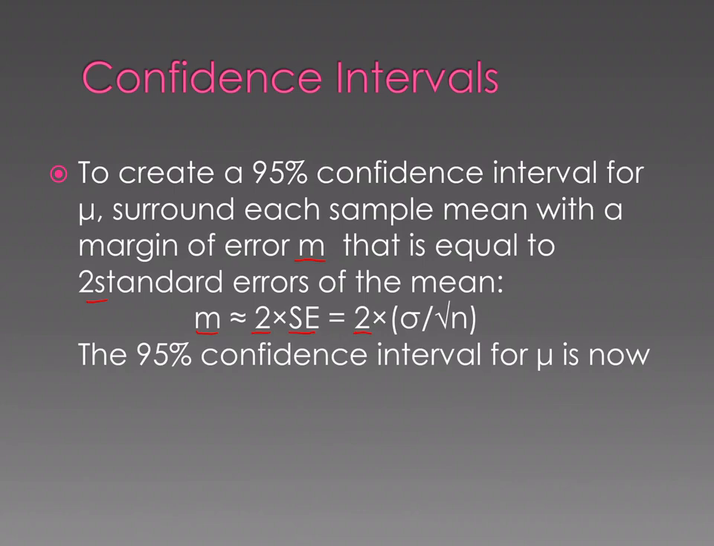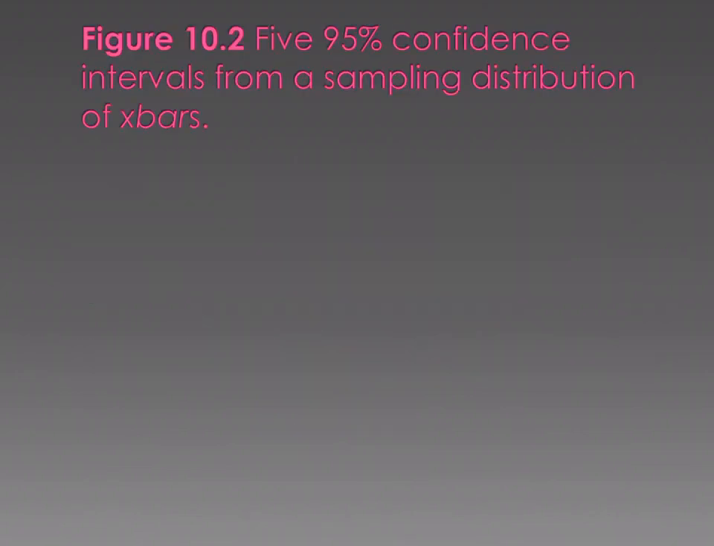And the 95% confidence interval for mu is now x bar plus or minus the margin of error, right? So x bar is your sample mean, plus or minus the margin of error, which gives you the confidence interval, a 95% confidence interval of the true value of mu.